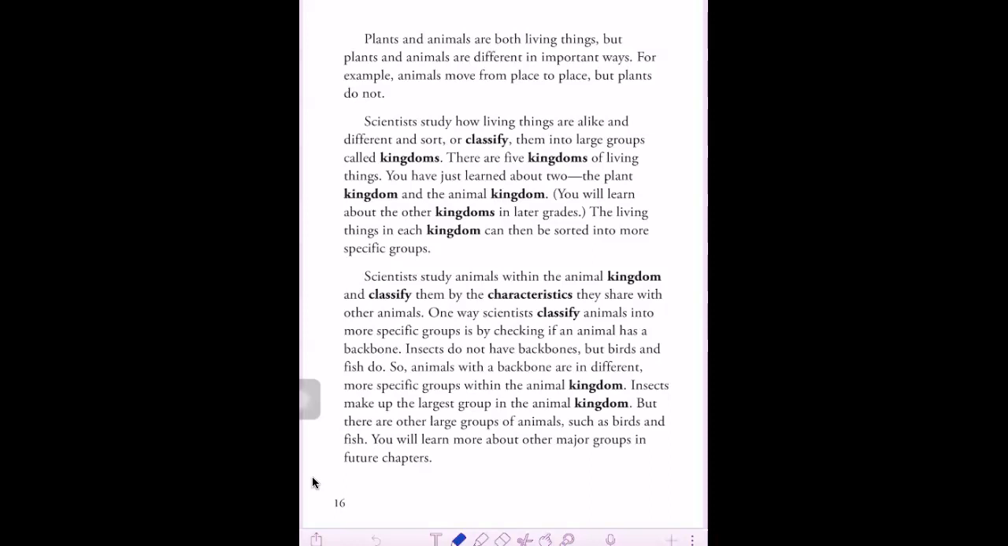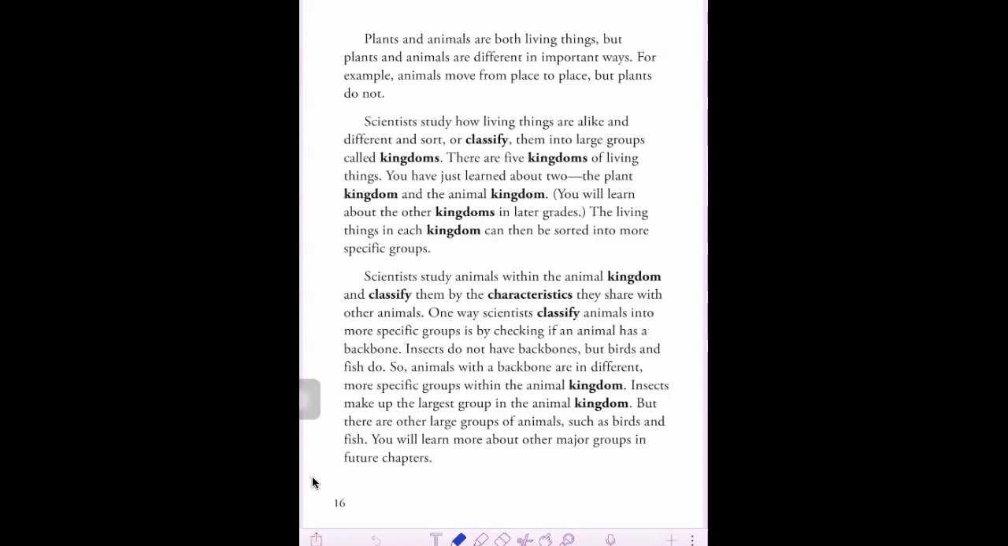The living things in each kingdom can then be sorted into more specific groups. Scientists study animals within the animal kingdom and classify them by the characteristics they share with other animals. One way scientists classify animals into more specific groups is by checking if an animal has a backbone. Insects do not have backbones, but birds and fish do. So animals with a backbone are different, more specific groups within the animal kingdom.